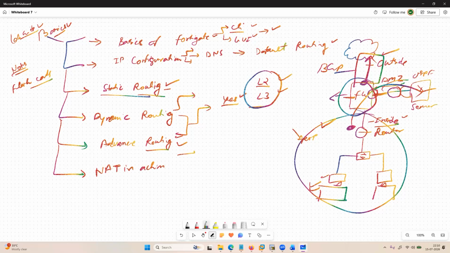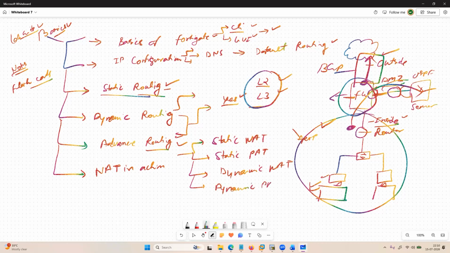So there is a big umbrella on NAT, right? If you guys remember, static NAT. Then we have static PAT. Many of you are wondering now, but many of you are also getting it. Then dynamic NAT and dynamic PAT.